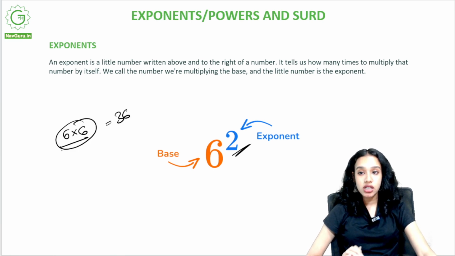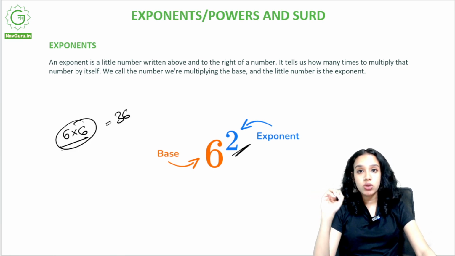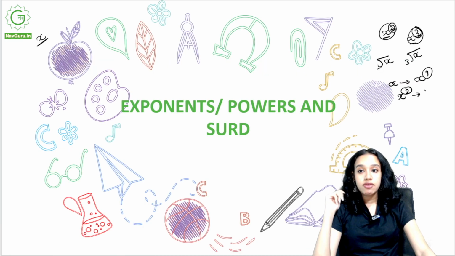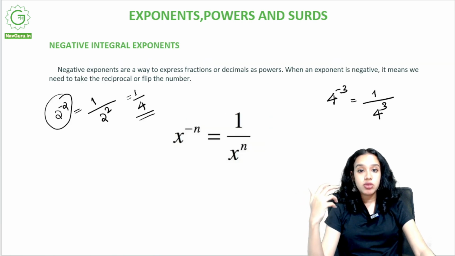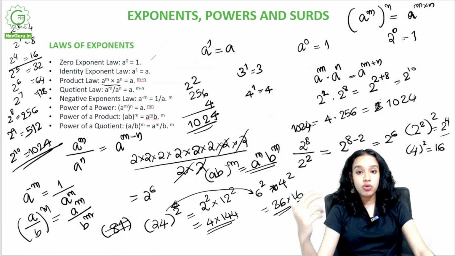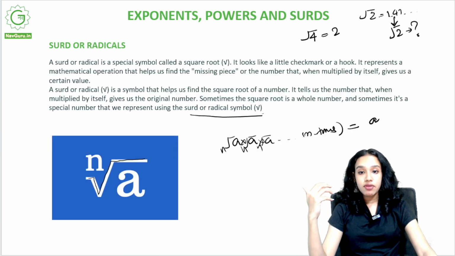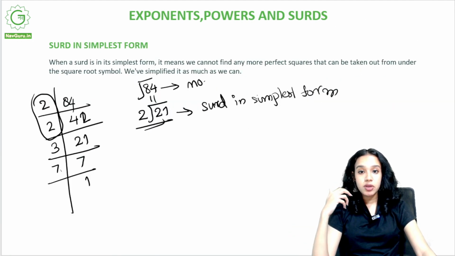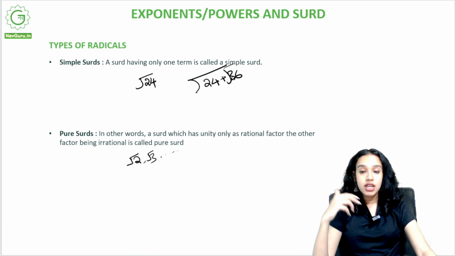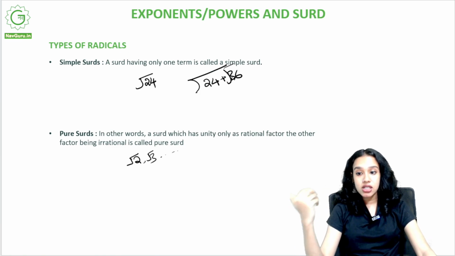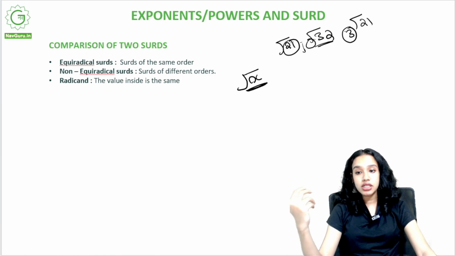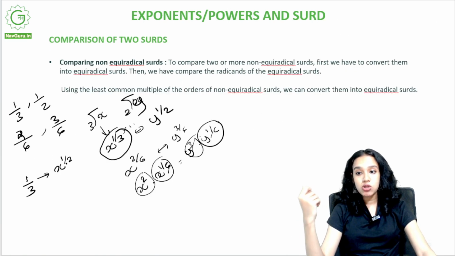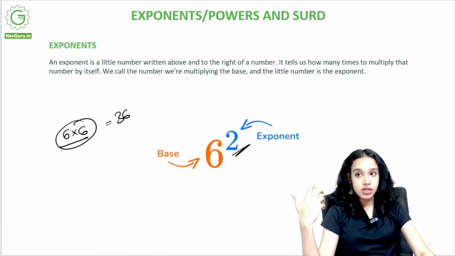I hope you all understood that. We'll just quickly go through what we have talked about in this chapter. We started with what is exponential form. Then we talked about how to find rational exponents, negative integral exponents, and then laws of exponents. Then we talked about surds and radicals, surd in the simplest form, and types of radicals. Then we talked about comparison of two surds and different ways to compare them, and finally we ended with exponents.